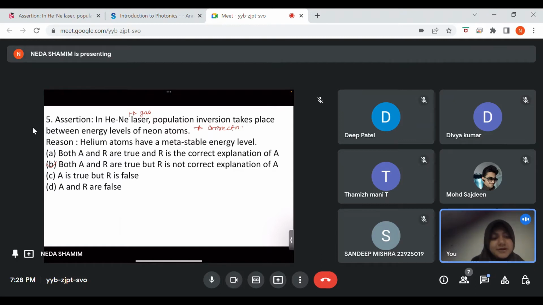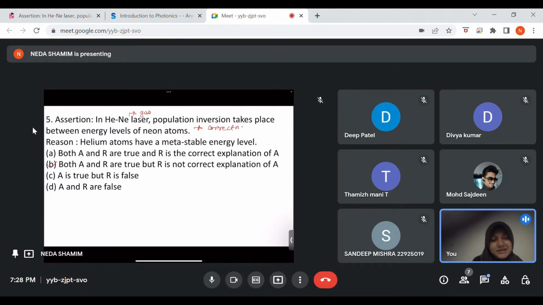You must be knowing about the working, right? You must have read about it, and it's there in the textbook as well. If you haven't gone through it, you can refer to the textbook, Fundamentals of Photonics, Saleh and Teich. Mostly in chapter 12 or 13, I think 13.